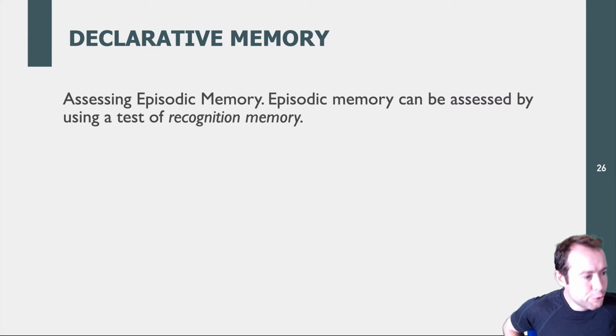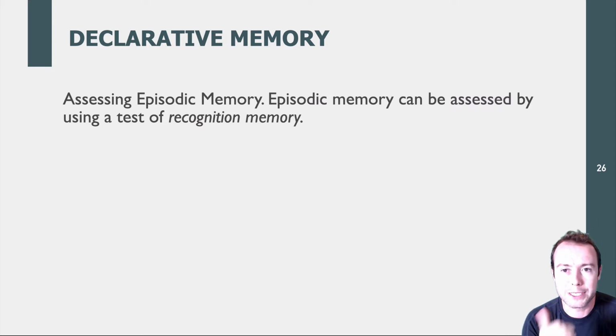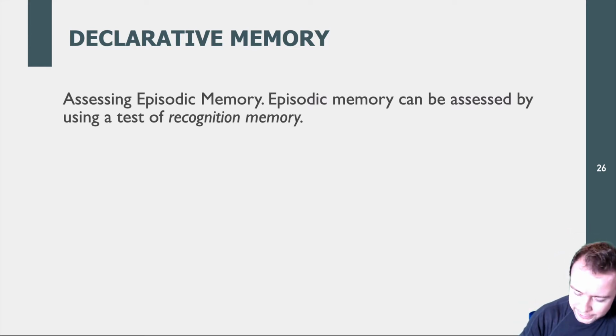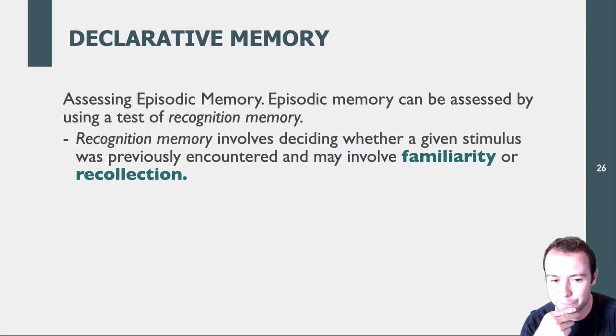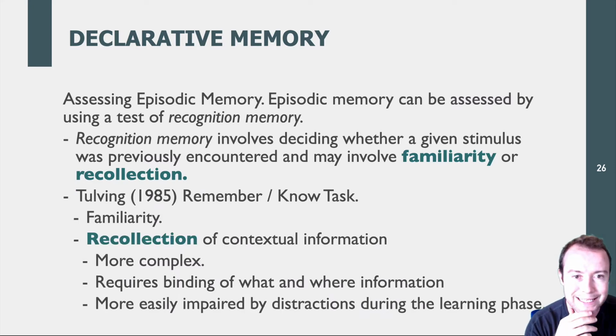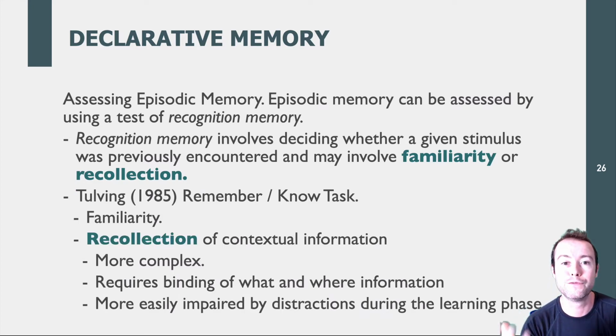So how do you go about assessing episodic memory? We can do this in a number of different ways, but one of the most popular is simply a test of recognition memory. Recognition memory involves deciding whether a given stimulus was previously encountered. This may involve familiarity or actual recollection. Familiarity is essentially a much easier version. It's just you being confident that you recognize something from before. Whereas recollection is being able to piece together the information of the context in which you encountered this information.